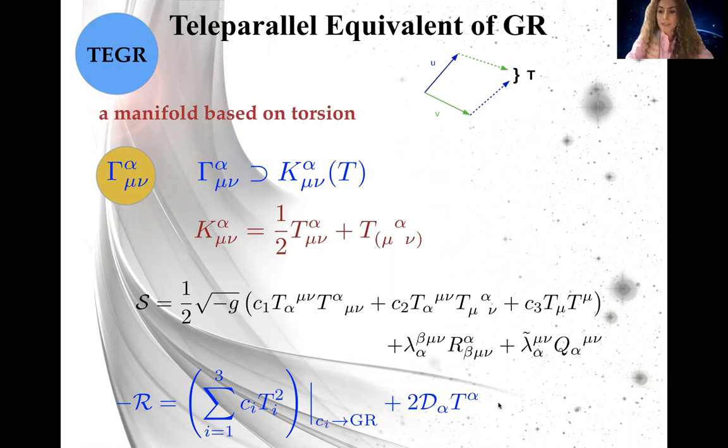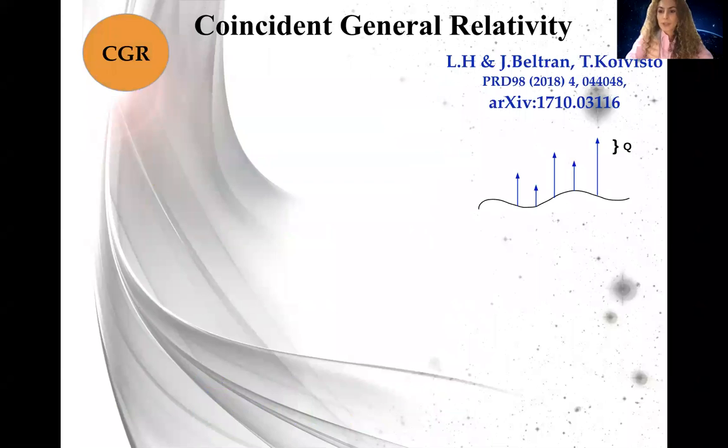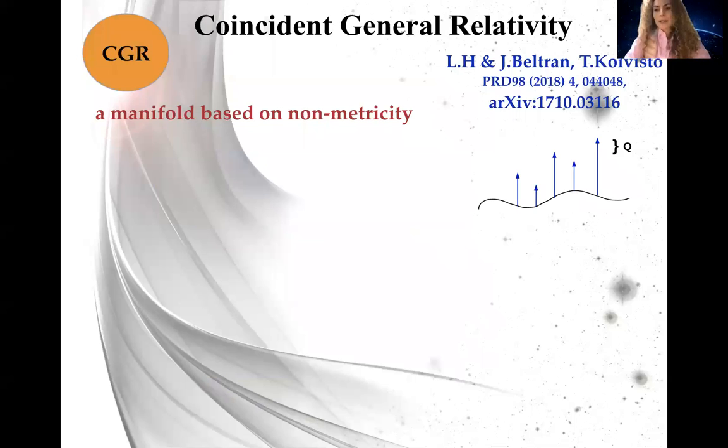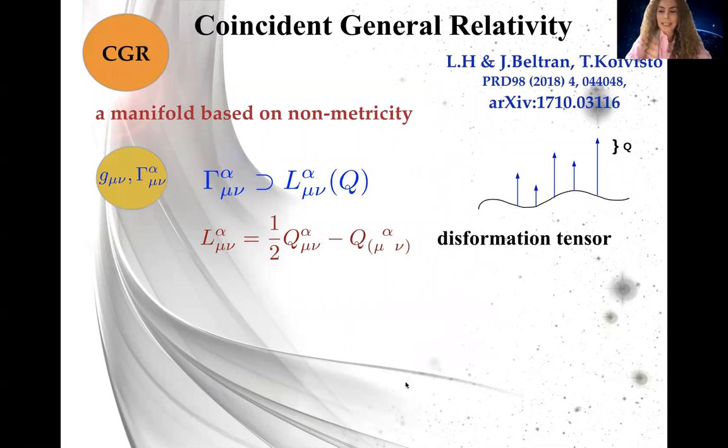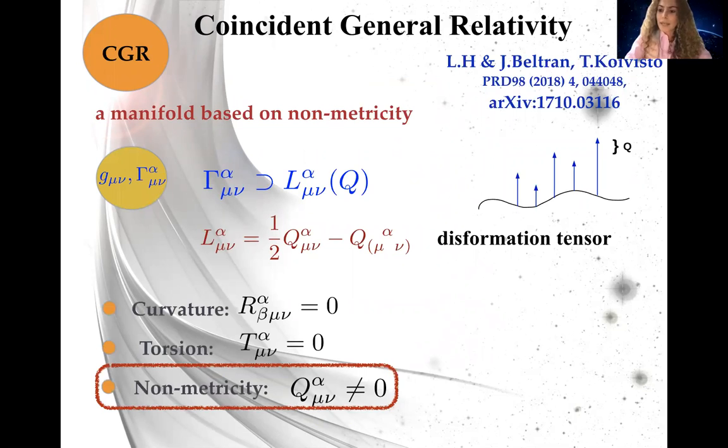So they are equivalent at the level of the equations of motion, but at the level of the Lagrangian, they differ by total derivatives. Let me move on to the coincident general relativity. Now you have a manifold based on non-metricity. Your fundamental objects are both the metric and the connection. And now the connection has this important piece here, the disformation tensor, given in terms of the non-metricity tensor in this form. You live again in a space-time which is completely flat, so curvature is 0 and torsion is 0. And the non-metricity is the only available geometrical object.